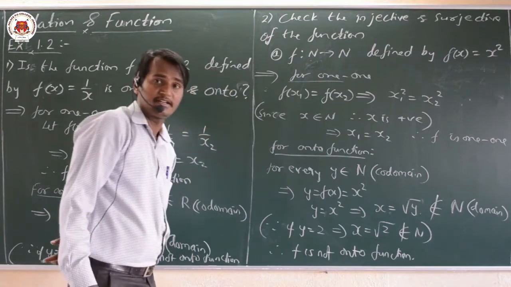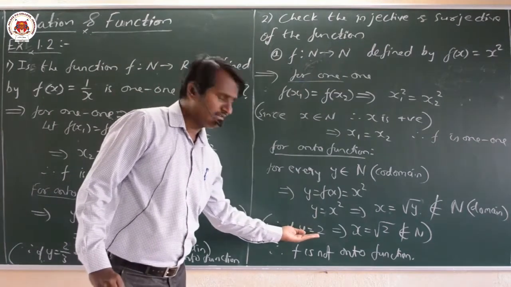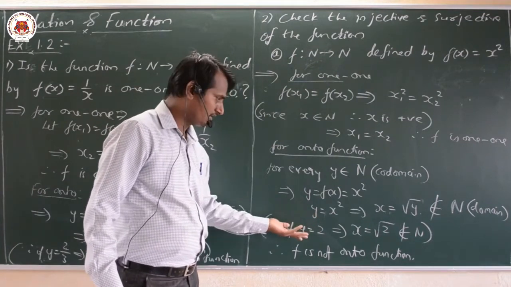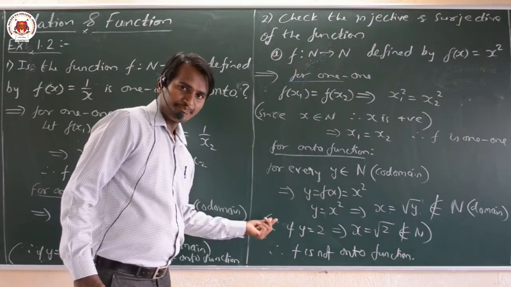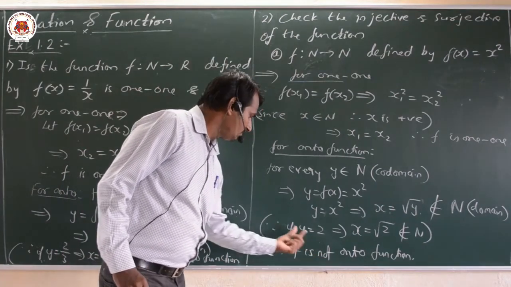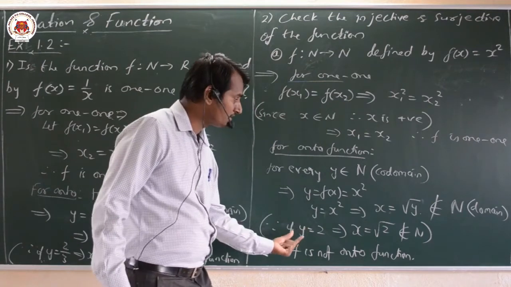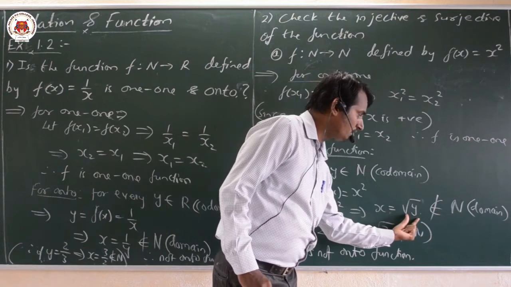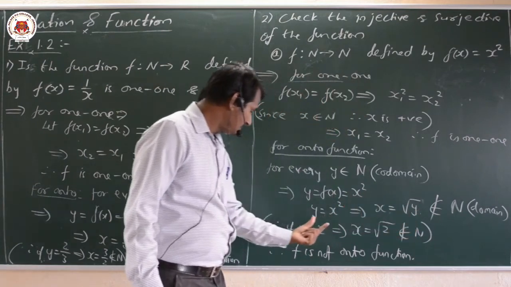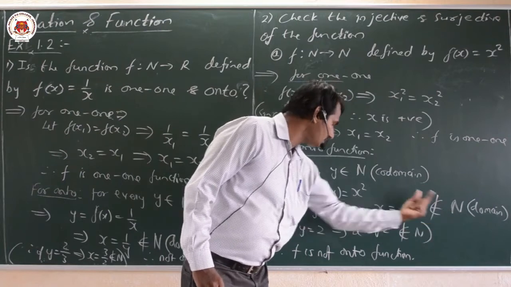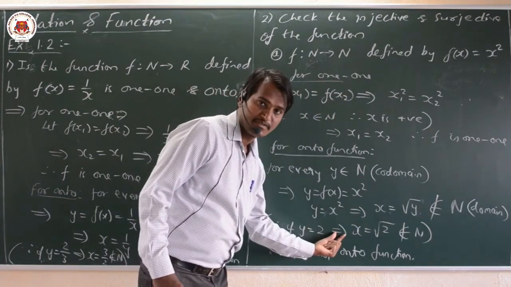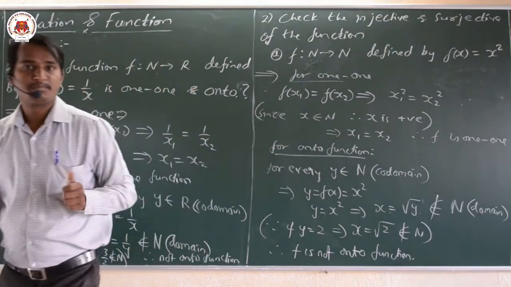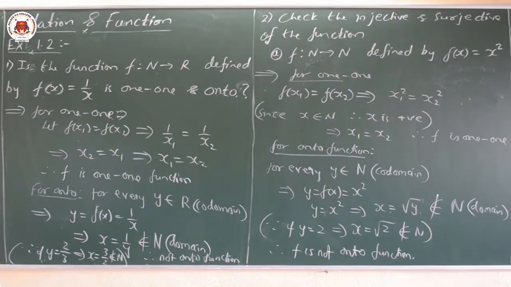Okay, dear friends, is it clear, everyone? Instead of 2, you can take any value, minus 2, 3, 4, 5, nothing wrong with that. It is just a simple example to show that it is not onto. I am taking this example to show that root y does not belong to N here. You can take different examples also. Please pause the video to note it down.